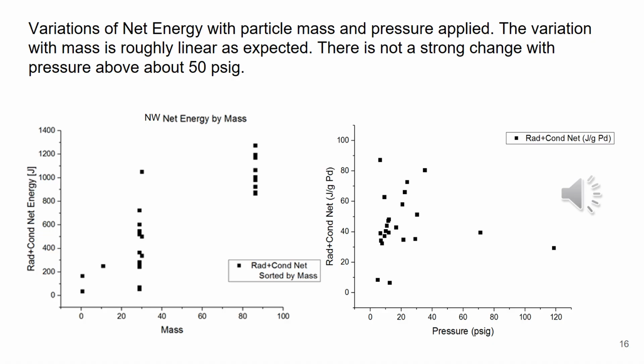Here we search for trends as a function of the mass of particles and the pressure applied. As you see, as expected, the net energy out is about linear with the mass of particles in the vessel, whereas the energy out tends to increase with pressure up to about 50 psi, but above that tends to level out.